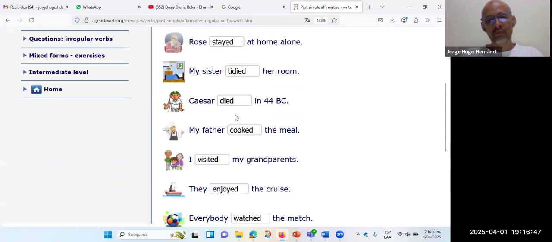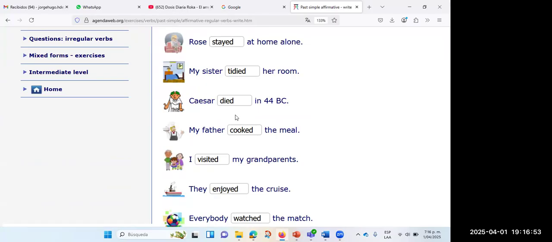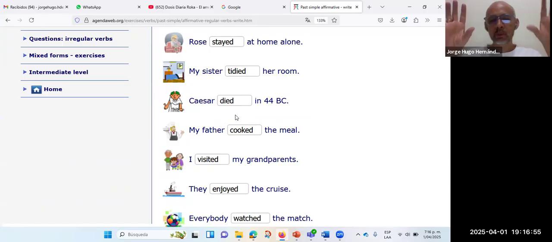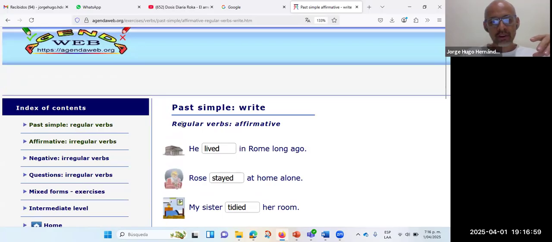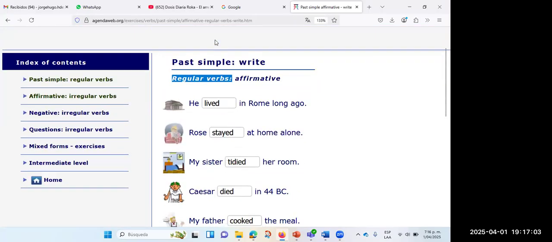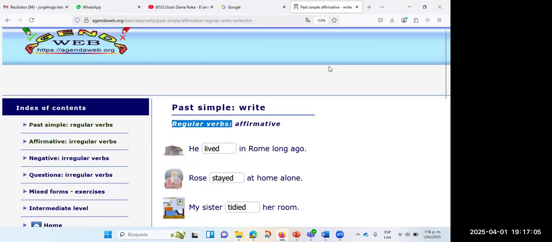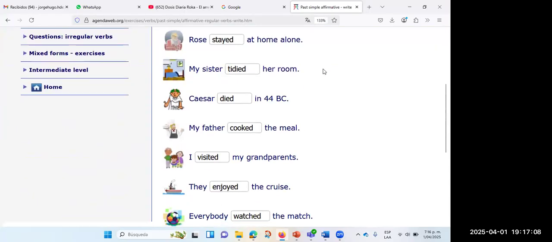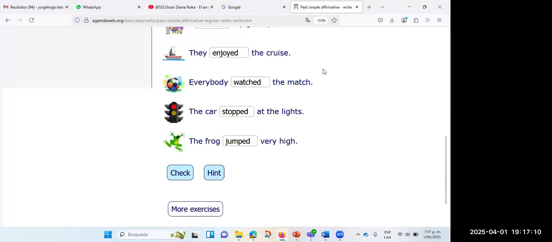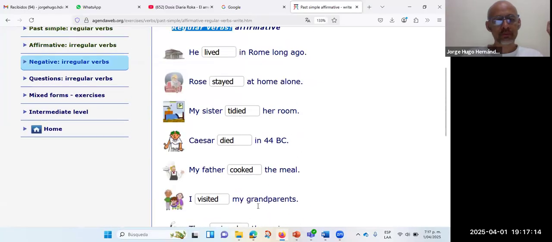Okay. Is it clear? Did you understand? Yes. We did the exercise, and look, these are the rules, no? These rules are for regular verbs. Remember, regular verbs, no more. Okay, good.